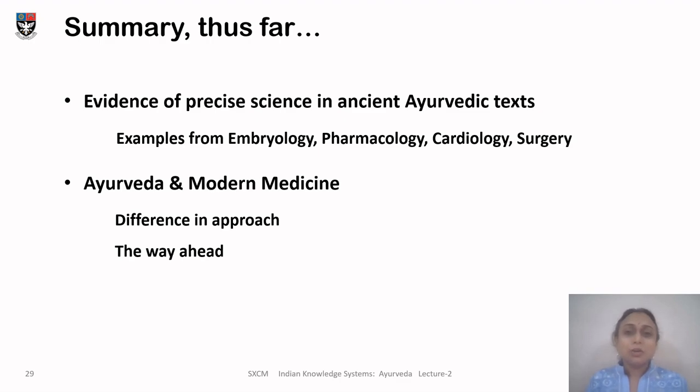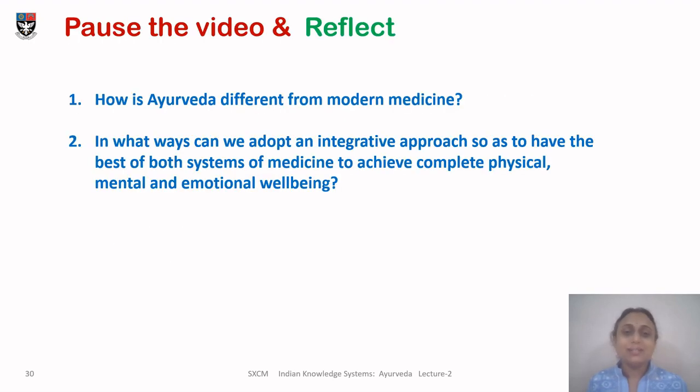In this section of lecture 2, we have looked at the evidence of the precise science that existed in our Ayurvedic texts. We have also outlined the difference between the approaches of Ayurveda and modern medicine and looked at the way ahead. I request you to pause the video for a while and reflect on these questions.